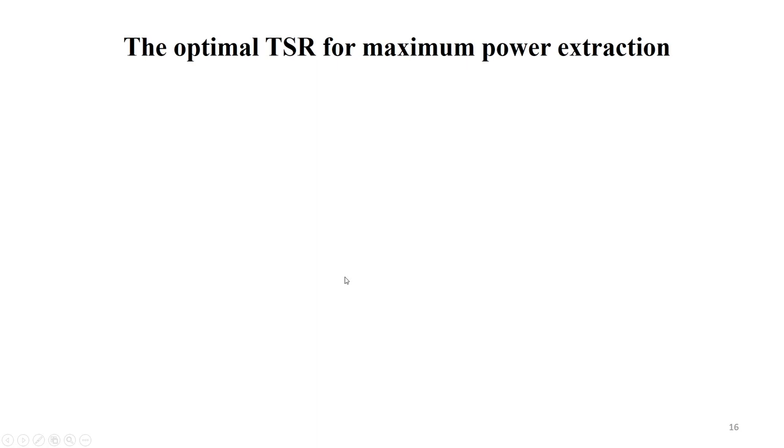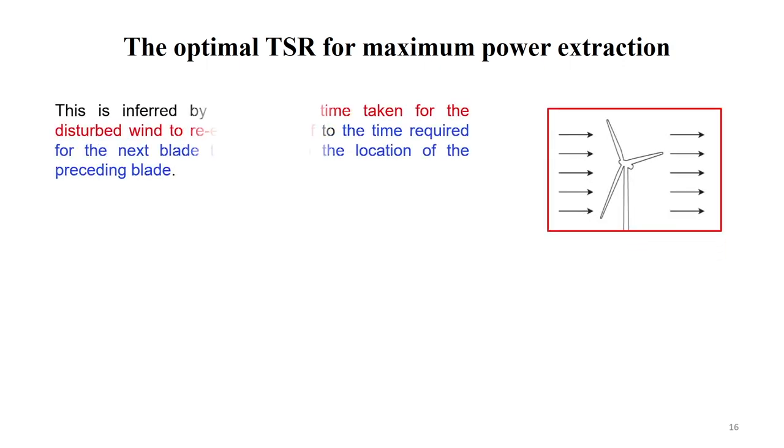So now we will study the optimal TSR for maximum power extraction. Let us consider a wind turbine. Here we will be defining two components: the time taken for the disturbed wind to reestablish itself, and the time required for the next blade to move into the location of the preceding blade. Suppose this blade is moving from position 1 to 2. Next, the third blade will come here, so it will rotate something like this. How much time will it take for the third blade to reach the position of the first blade?